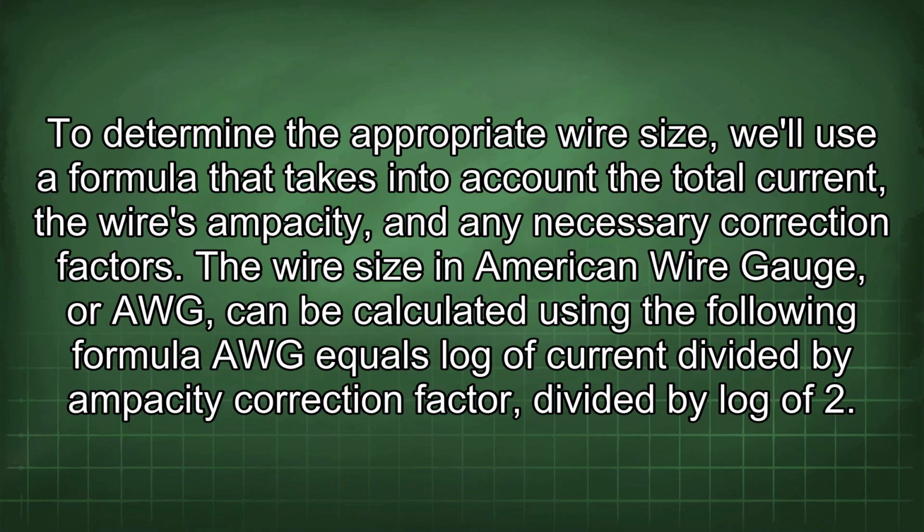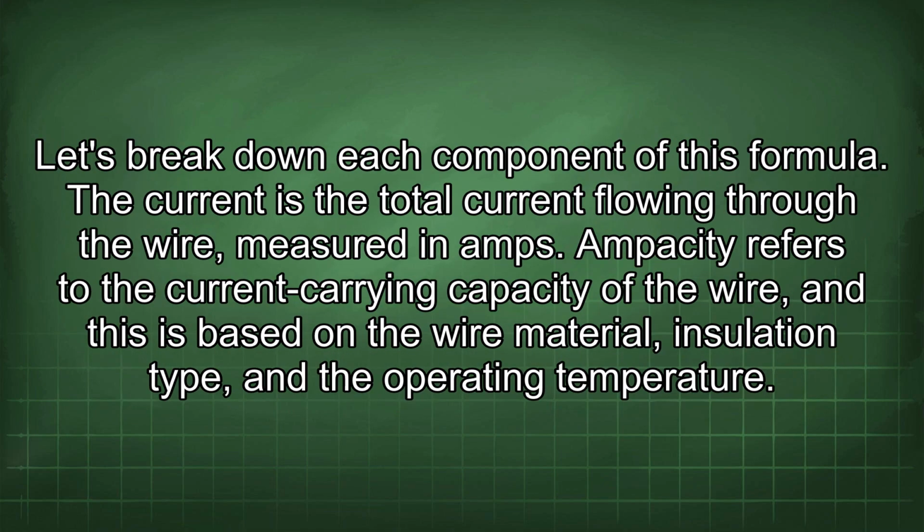To determine the appropriate wire size, we'll use a formula that takes into account the total current, the wire's ampacity, and any necessary correction factors. The wire size in American wire gauge, or AWG, can be calculated using the following formula: AWG equals log of current divided by ampacity correction factor, divided by log of 2. Let's break down each component of this formula.